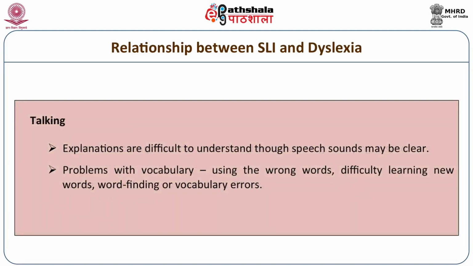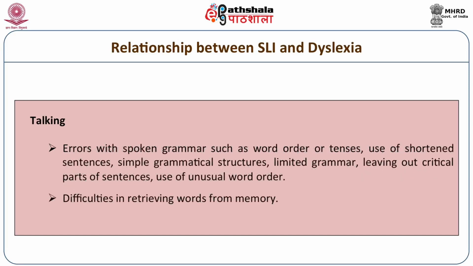When it comes to talking, even though the child's speech sounds may be clear, the explanations that a child offers may be difficult to understand. The child may have problems with vocabulary, that is, he may use the wrong words, may have difficulty learning new words, and often has word finding problems. There will also be errors with grammar, such as word order or tense. The child may tend to use simplified sentences, simple grammatical structures, leave out critical parts of sentences, or even use unusual or unacceptable word order. Children with SLI may also show difficulty in retrieving words from memory.